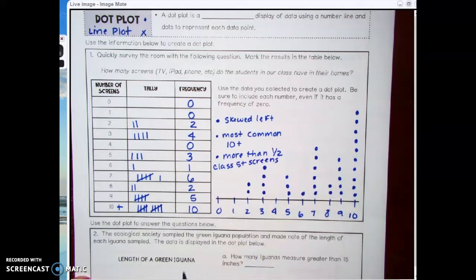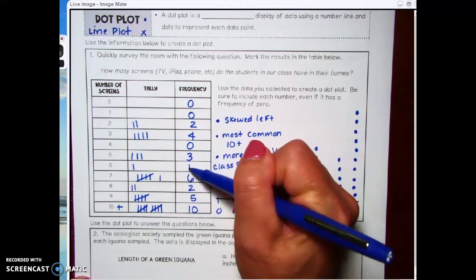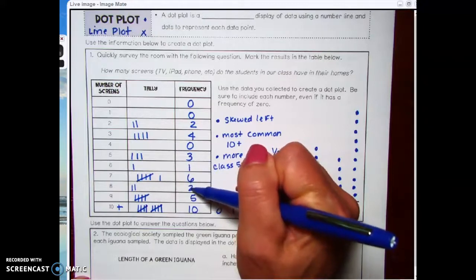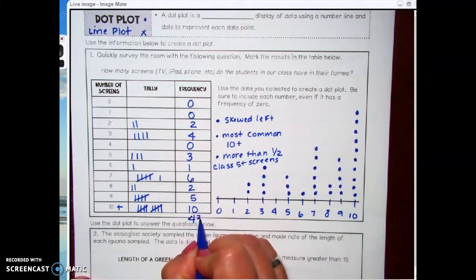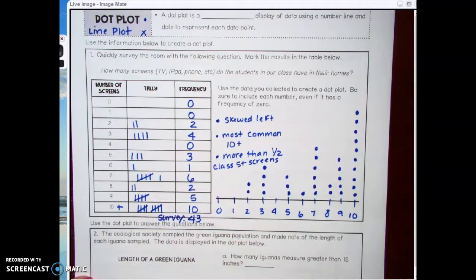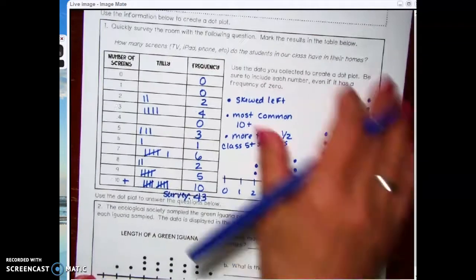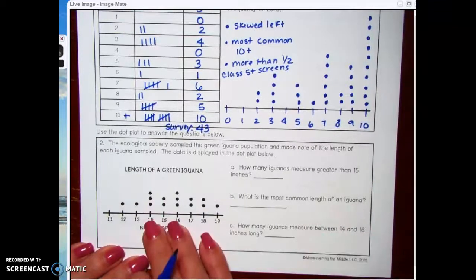Okay, how many people were surveyed? Oh, I just have to count it up. So there's 6, 9, 10, 16, 18, 33, 43 people surveyed. Okay, now, so we created this. Now we're going to go ahead and keep analyzing the data that they've given us.